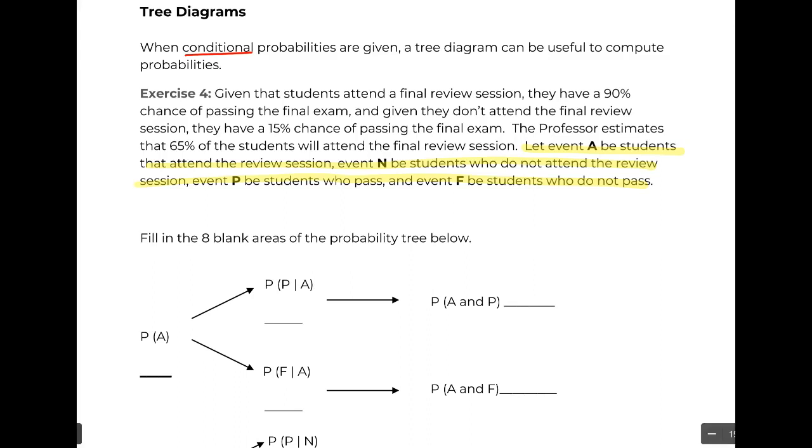So we could have used the complement notation for these because this is attend and not attend, right? We could have used a complement, but they've told us to use N, which is completely fine. So these are the things we're looking out for. Passing, not passing, attending, not attending. As you start reading, the first thing I notice is the word given, which I know is super important in terms of putting a line, right? Attend a review session. There's our A. They have a 90% chance of passing, which is our P, right? So we know A goes behind the line, pass 0.9.